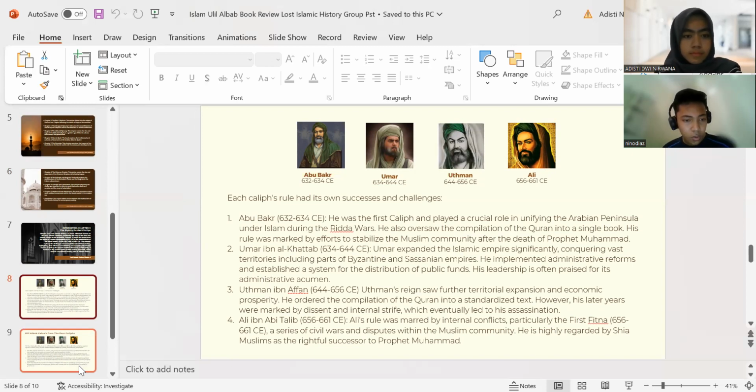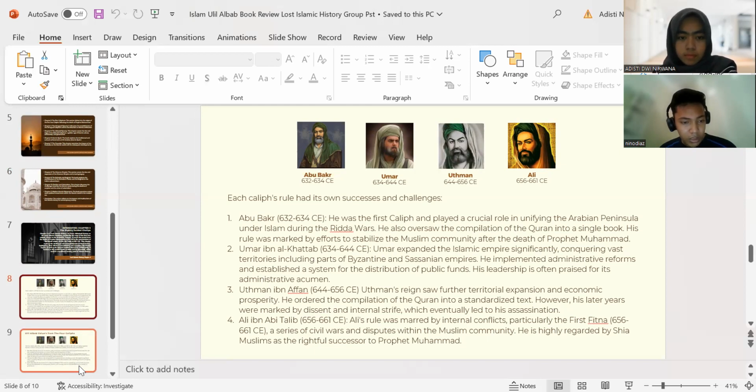And the second is Umar ibn al-Khattab, reign 634 until 644 CE. Umar expanded the Islamic Empire significantly, conquering vast territories, including parts of the Byzantine and Sasanian empires. He implemented administrative reforms and established a system for the distribution of public funds. His leadership is often praised for its administrative acumen.